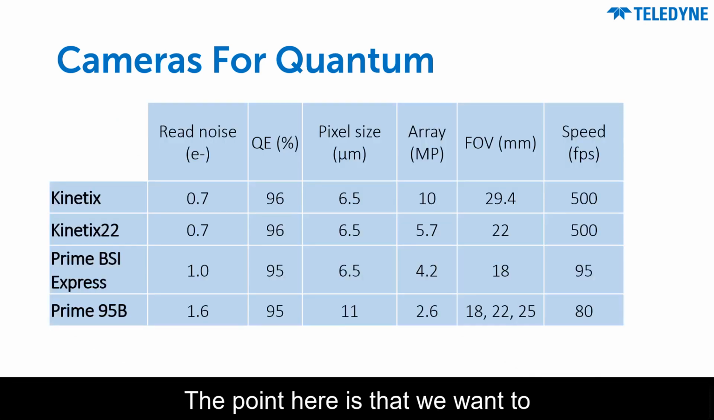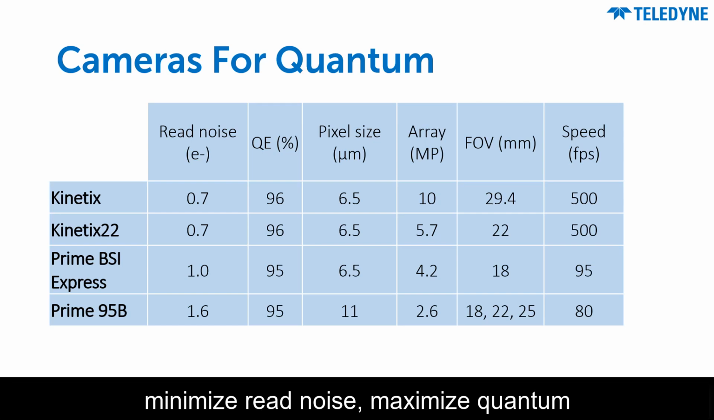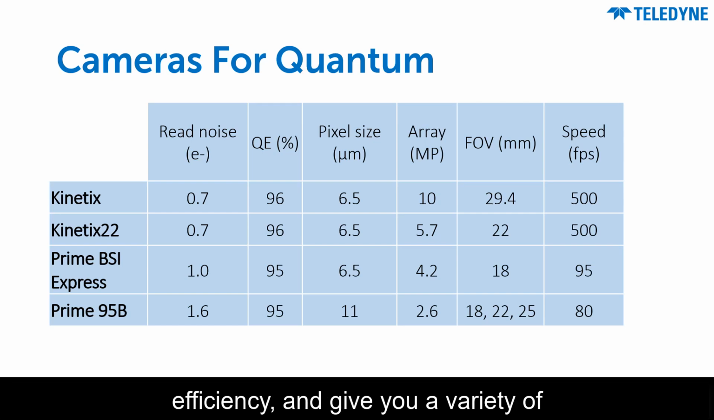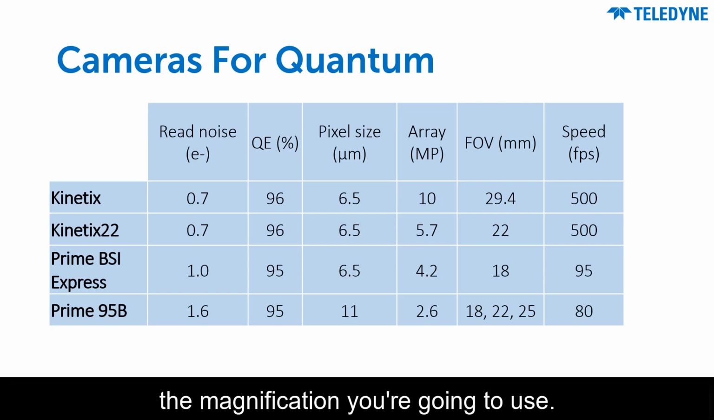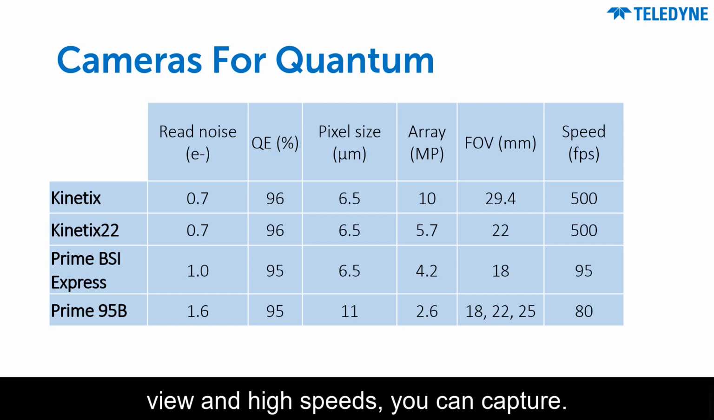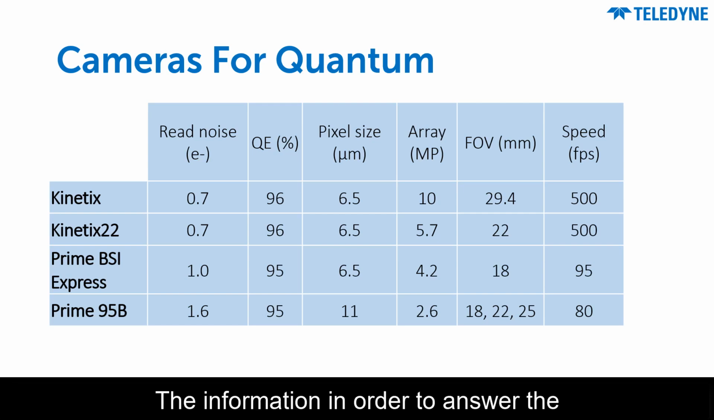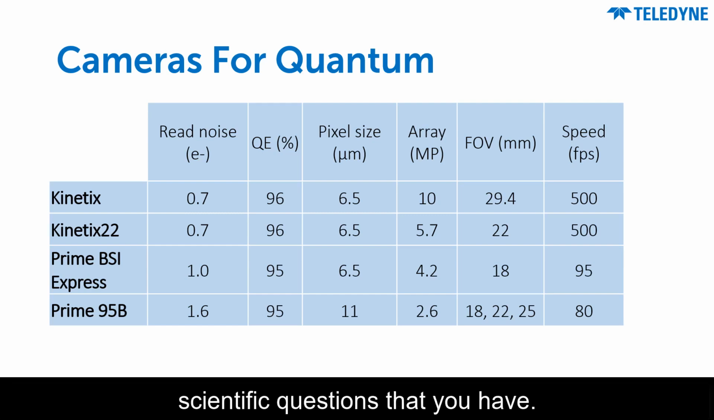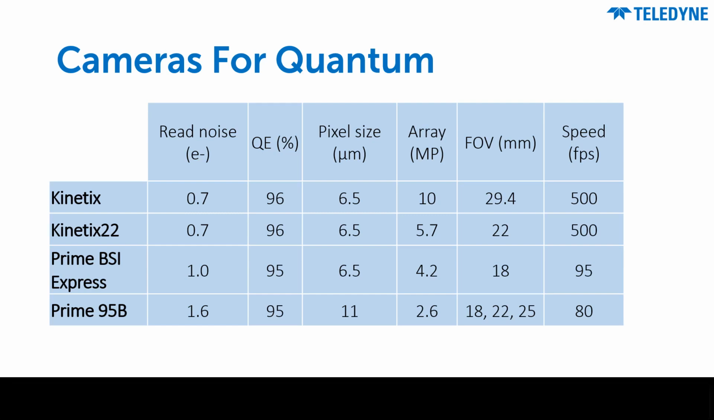As a quick summary, here are the main specs for each camera. The point here is that we want to minimize read noise, maximize quantum efficiency, and give you a variety of different pixel sizes to capture the sample that you want to capture at the magnification you're going to use. With large pixel arrays, large fields of view, and high speeds, you can capture the information in order to answer the scientific questions that you have.